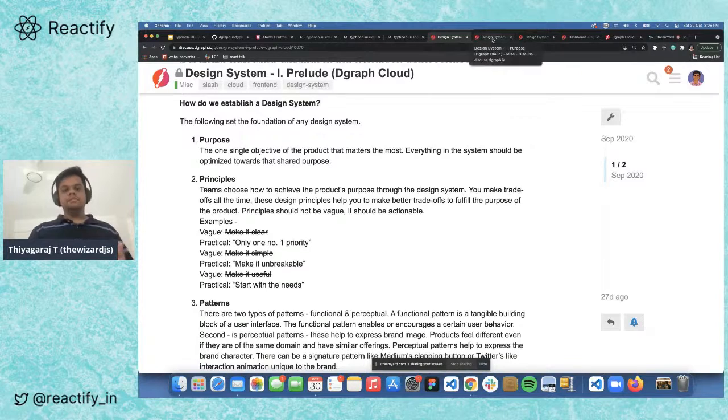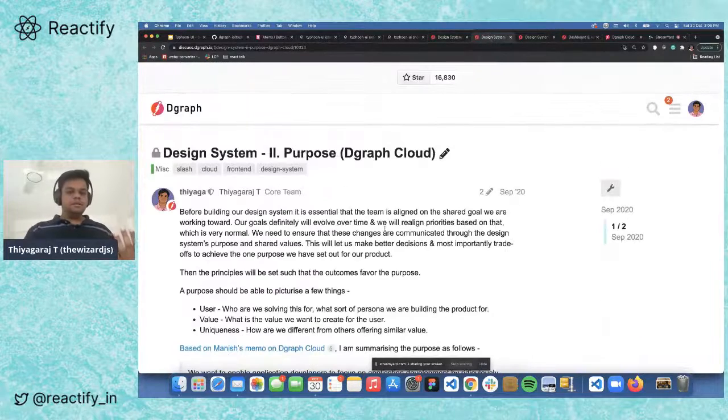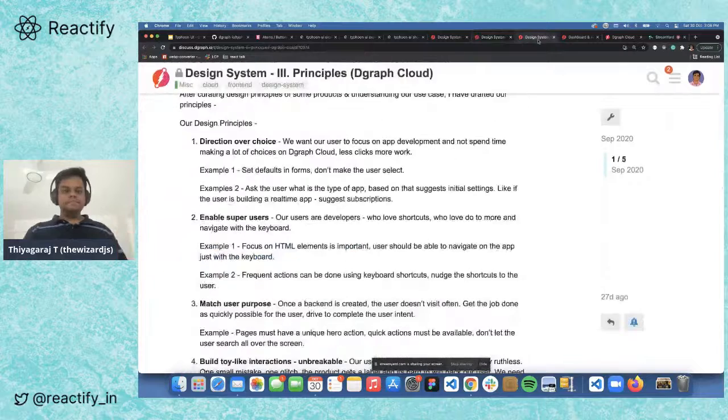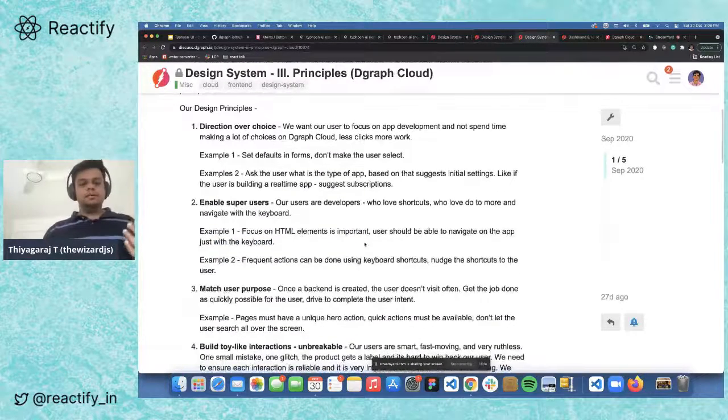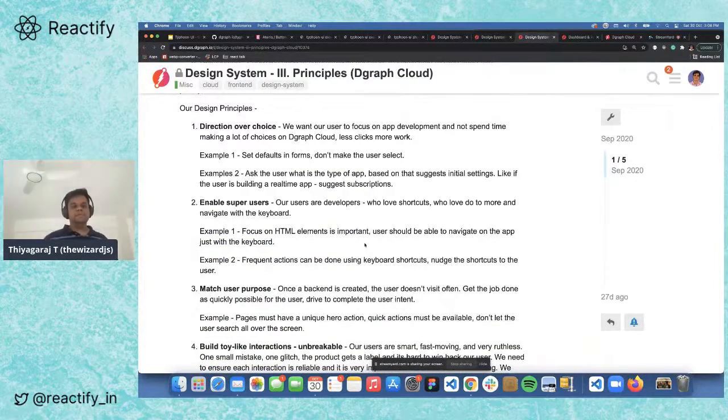we came up with certain design principles. These are the example design principles which we came up with. So we said direction over choice. We don't want the user to get confused between a lot of configurations. Rather, nudge the user to make a particular decision rather than showing five options and saying, hey, choose the best one. Rather, suggest to the user, based on the information you have or maybe based on previous experience, go for this.